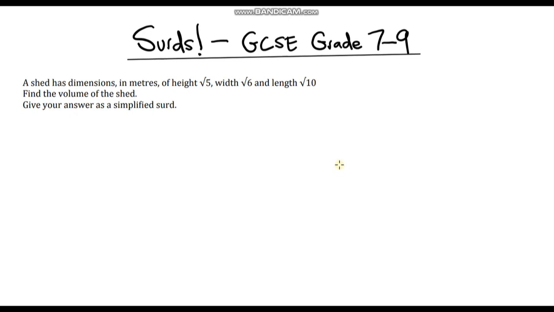So lots of these type of questions will come up in your GCSE papers, and it will be in the higher paper, and the grades you're looking at are roughly 7 to 9. So the slightly easier Surd questions will be a grade 7 or might even dip into the grade 6, and then the really tricky ones can go all the way up to grade 9.